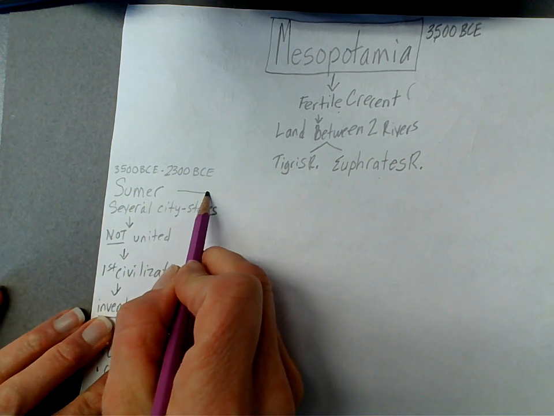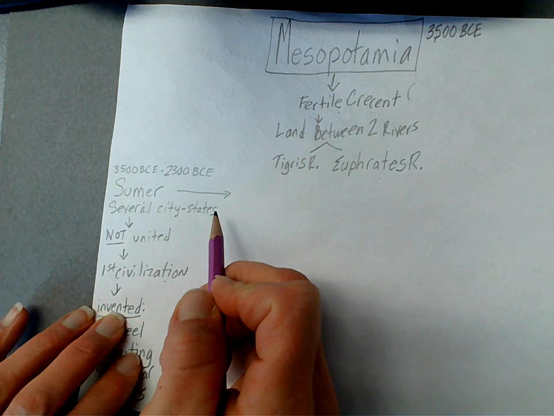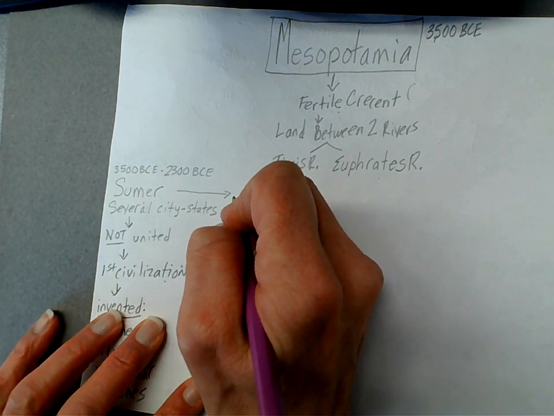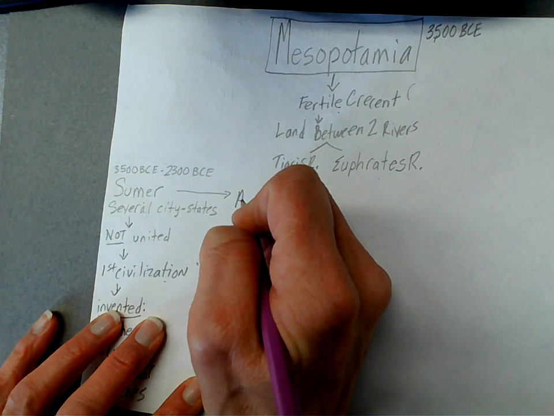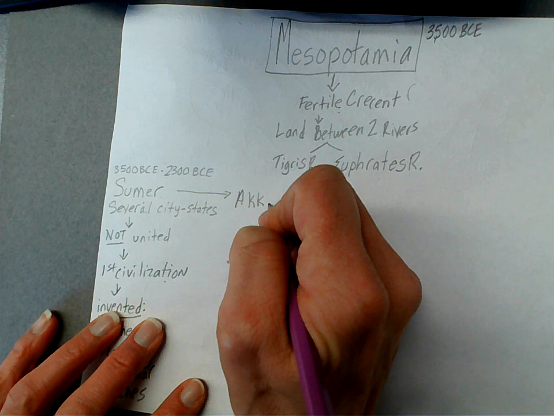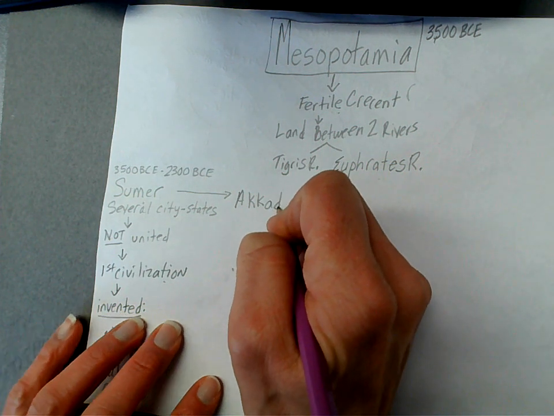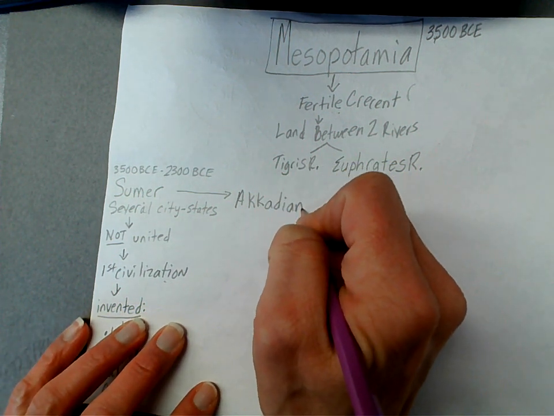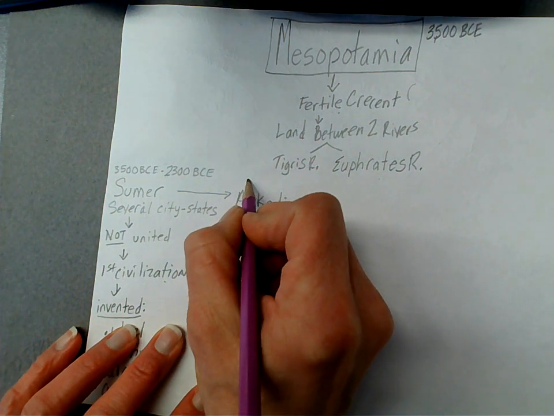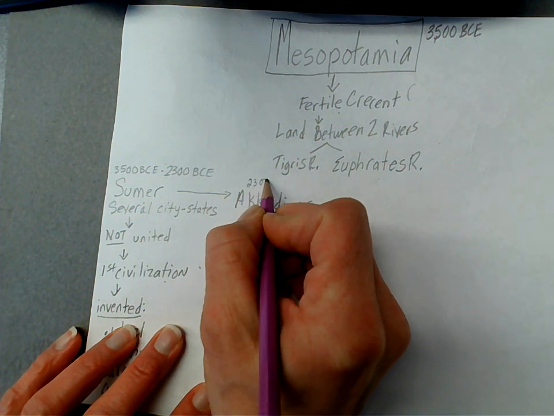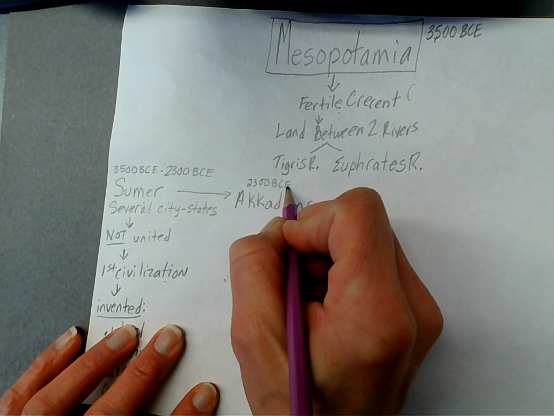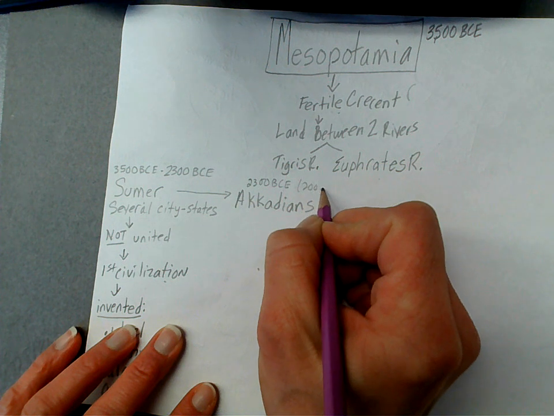So let's go ahead and put an arrow here to show that we're proceeding through time. And we're going to write Akkadians right here. A-K-K-A-D-I-A-N-S, Akkadians. And this time frame was about 2300 BCE, before Common Era, and it lasted maybe about 200 years.